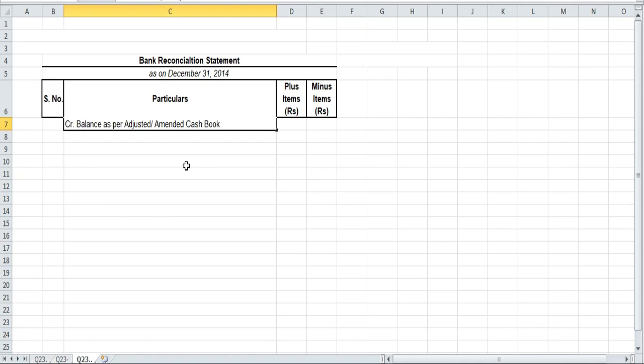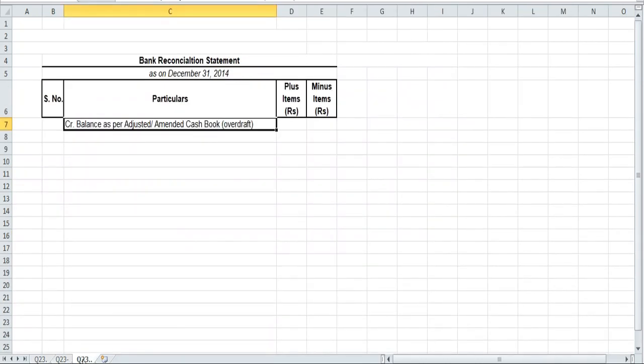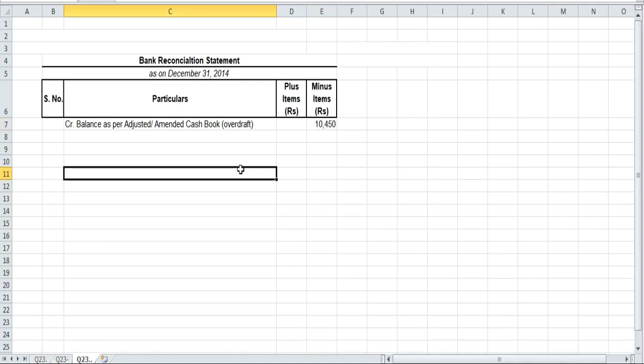Now cash book credit, that means it is overdraft. We are writing overdraft here because the opening balance is going on the credit side. Overdraft, credit side, so that overdraft will come in the minus side, 10,450.